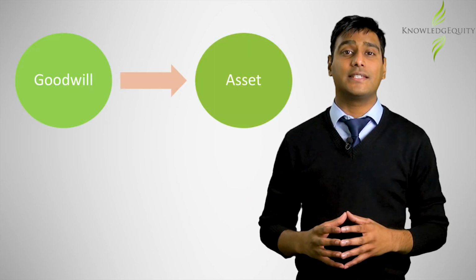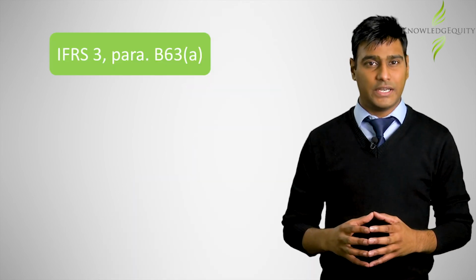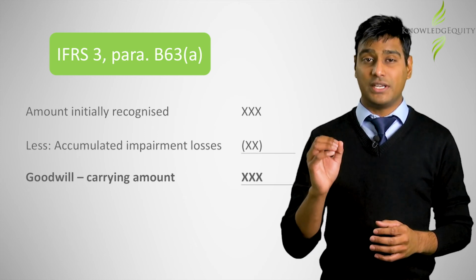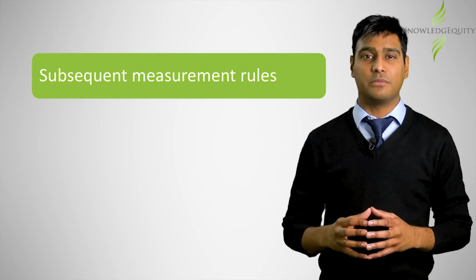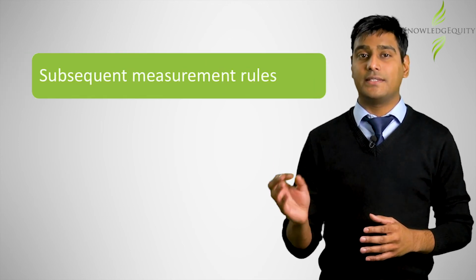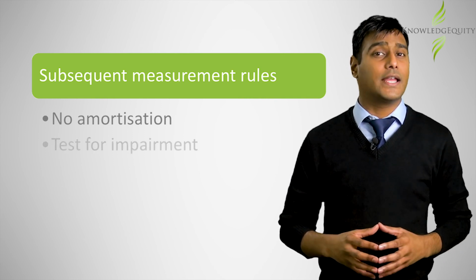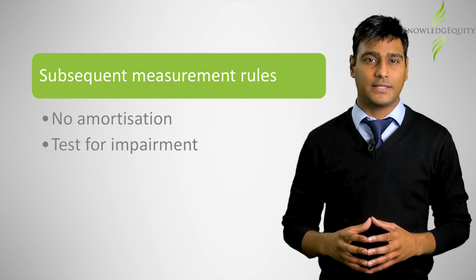Goodwill is recognized as an asset at acquisition date. So now we need to consider how goodwill is measured in subsequent years after initial recognition. IFRS 3 paragraph B63A requires it to be measured as the amount initially recognized minus accumulated impairment losses. There are 2 important rules relating to subsequent measurement of goodwill. The first is that no amortization is permitted for goodwill. And the second is that goodwill must be tested annually for impairment in terms of IAS 36.